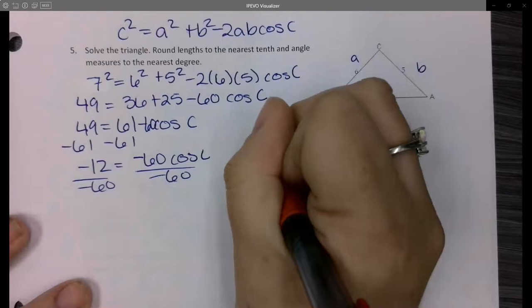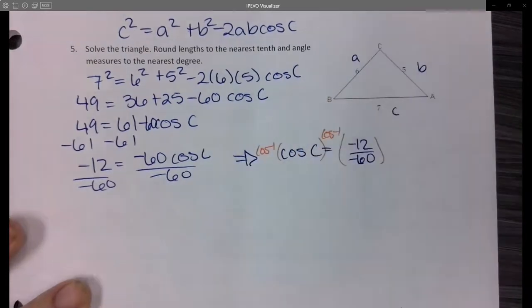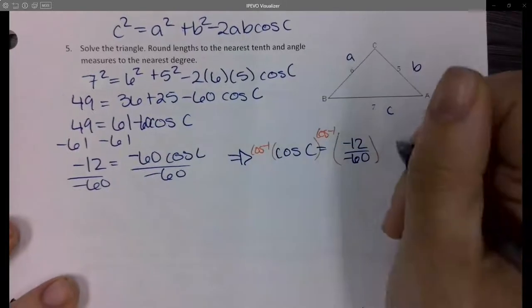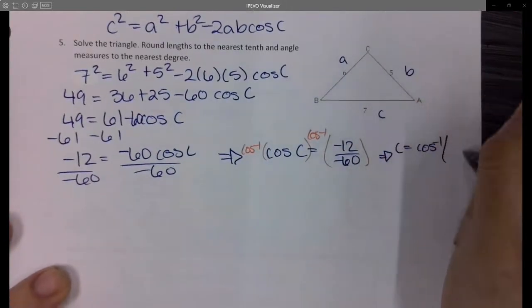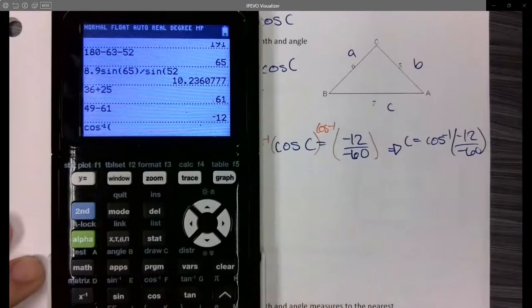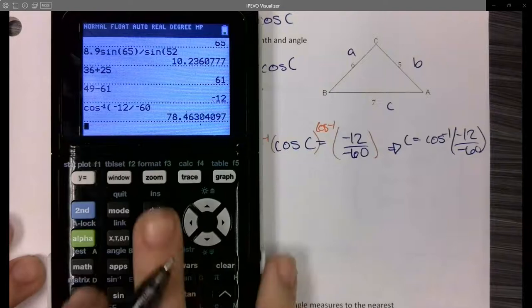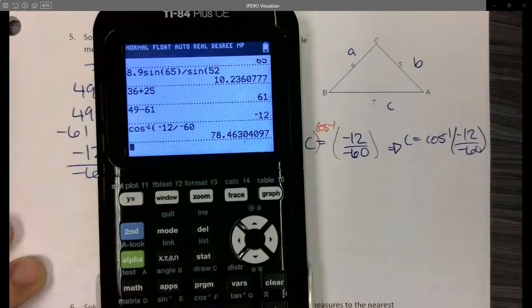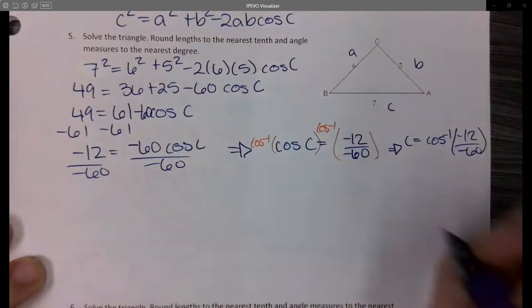Then I want to get C alone, so I'm going to do cosine inverse of both sides. Again, if I rewrite this, this is going to give me C equals cosine inverse of negative 12 over negative 60, which gets me 78.46. These want my angles rounded to the nearest degree, so C is going to be 78.